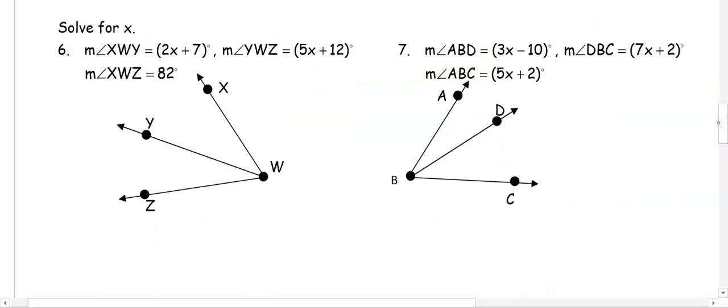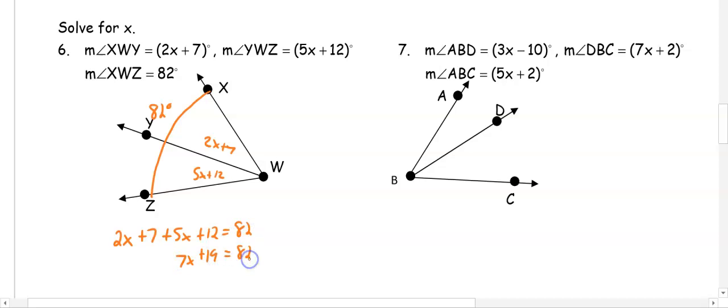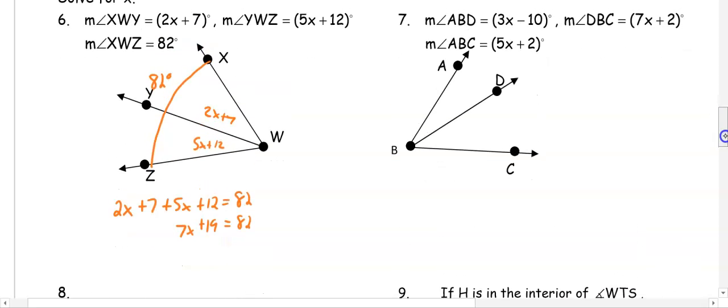In number 6, XWY is 2x plus 7, YWZ is 5x plus 12, and this whole angle is 82 degrees. So we're going to add the two parts to equal the whole. So 2x plus 7 plus 5x plus 12 equals 82. When we combine like terms, 7x plus 19 equals 82. We can subtract 19 from both sides, so 7x equals 63. We divide, x is 9.